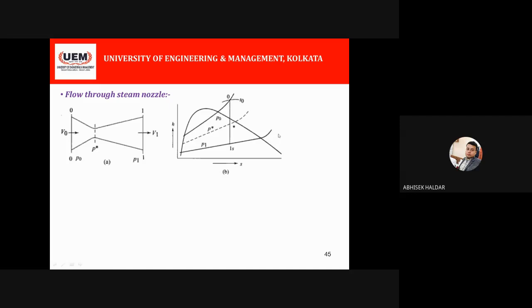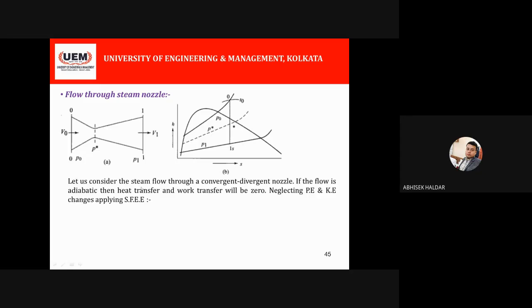Now you can see this dotted line is nothing but the throat area. The sonic conditions will be applied for this dotted line, that is the star. This is the throat basically, and again it is expanding, and finally this is the outlet from the nozzle. Let us consider the same thing; we'll apply the energy equation over here.